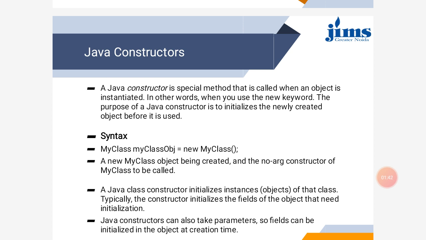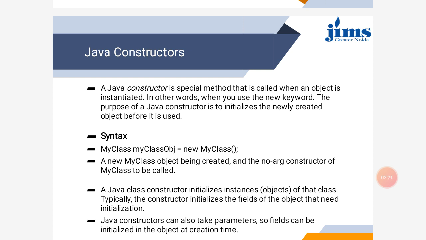We know objects are physical things and classes are logical things. And physical things actually exist. And when we create an object, then every object takes some space in memory, and its members are instance variables and methods. To initialize instance variables, we use constructors. Java constructors can also take parameters, so fields can be initialized at object creation time.